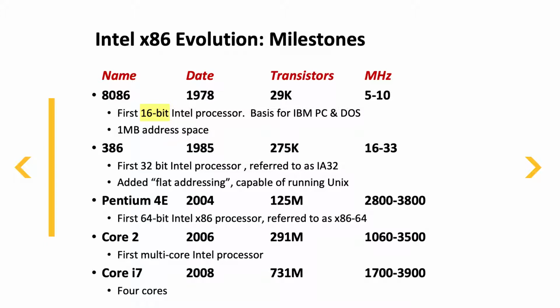But moving on, continuing on through time, in 2006, with the Core 2, we got the first multi-core Intel processor. And moving on to 2008, we got the Core i7, where we upped that to 4 actual cores.